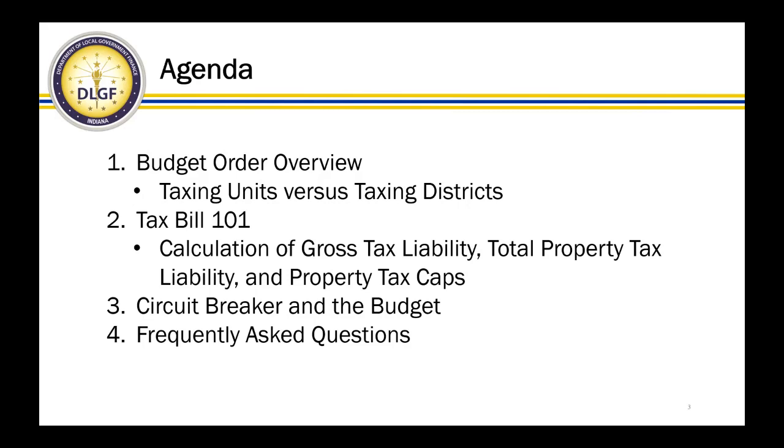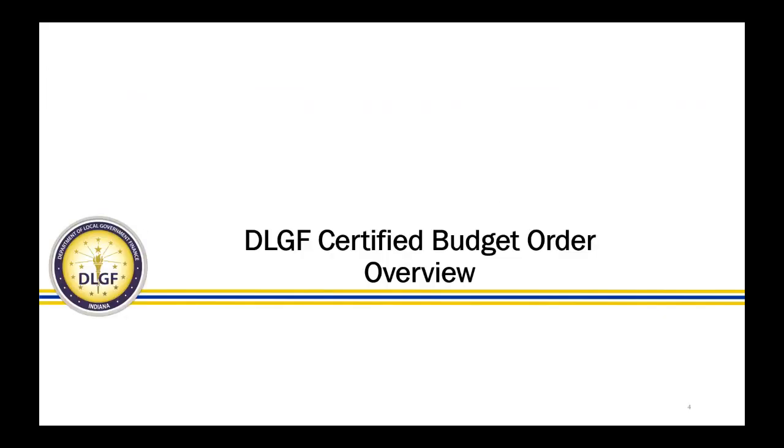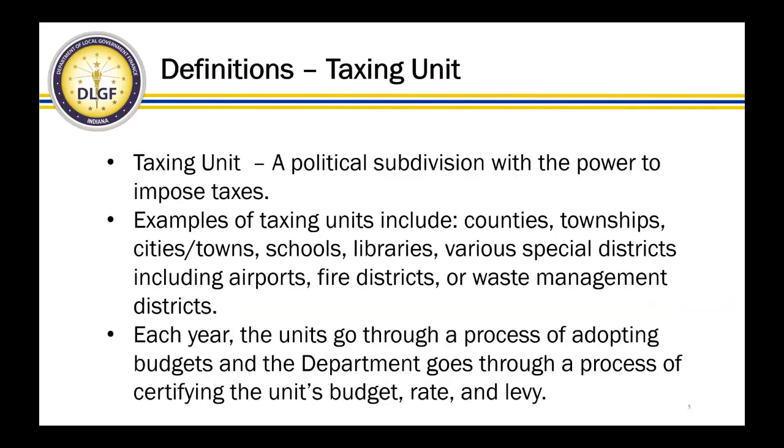To do that, we can break the presentation into four distinct sections. We're going to start off by doing just an overview of the budget order. There are some definitions that we need to start with. From there, we will pivot into a tax bill 101. We're going to take a look at an individual tax bill and what each line represents and how that has an implication from a circuit breaker perspective. In section three, we're going to take a look at circuit breakers as they are involved in the budget. And then in section four, we've got some frequently asked questions, just sort of staged questions that help to clarify some of the points that we look at throughout the rest of the presentation. So let's dive right in and take a look at the budget order.